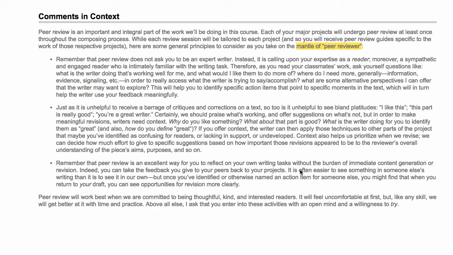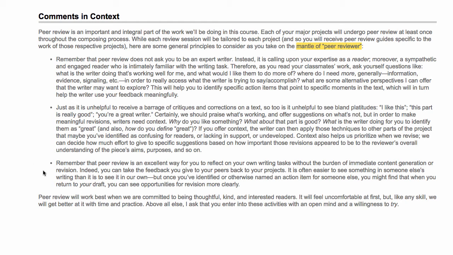This third model talks about the mantle of the peer reviewer, and it encourages students not to expect themselves to be expert writers, but to be careful critical readers. The second bullet point encourages them not to offer what I call naked praise. So, not simply, I like this, but to offer clothed praise. I like this because. So that students get a sense of what they're doing well and what they're doing poorly. They're not just labeled as doing it well or poorly. They get a sense of how it works.